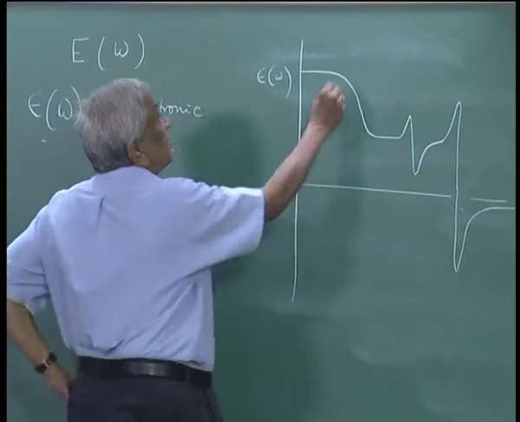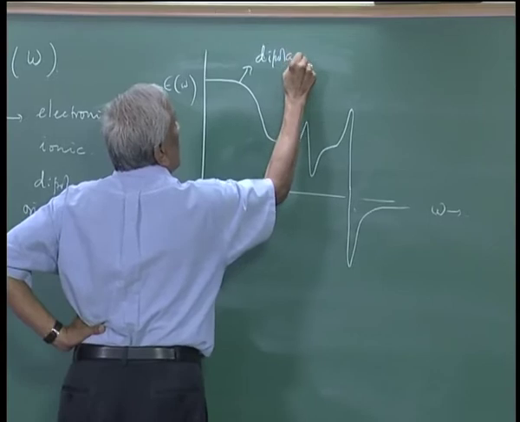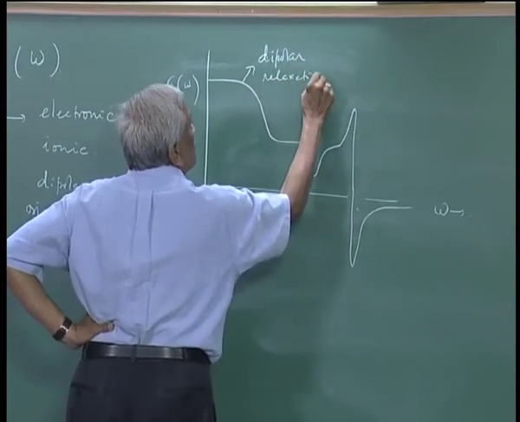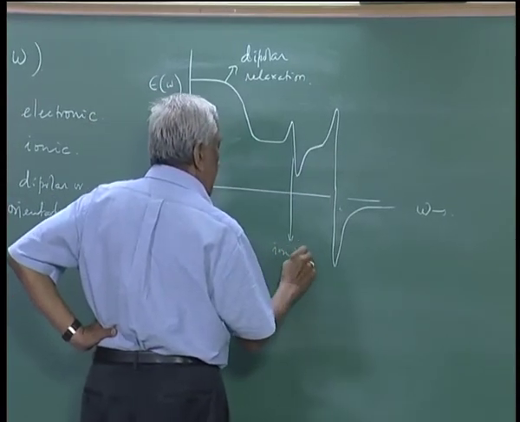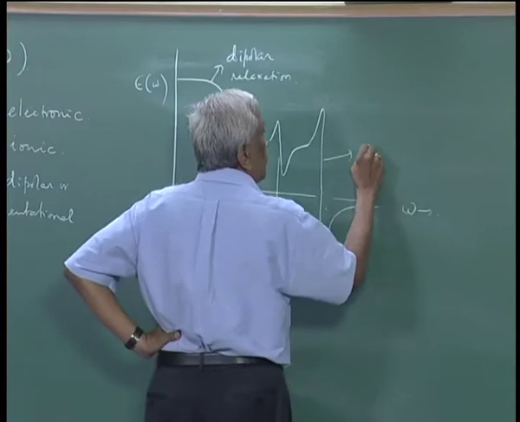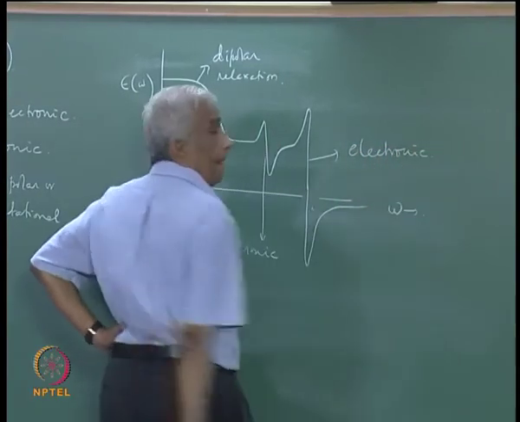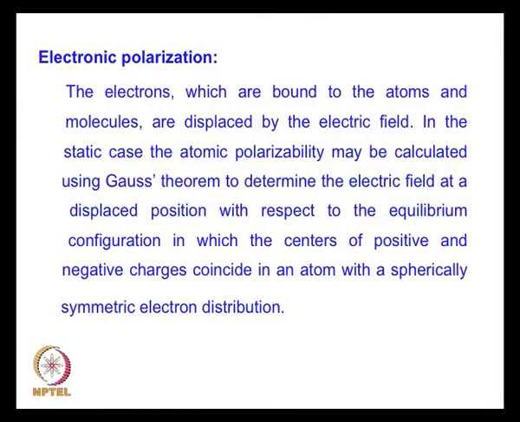So, this is the dipolar region, dipolar relaxation, this is the ionic, and this is the electronic. So, that is the overall behavior of the polarizability, and we will consider these in some detail next. So, let us consider electronic polarization.